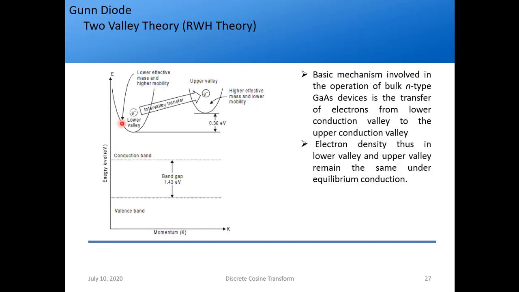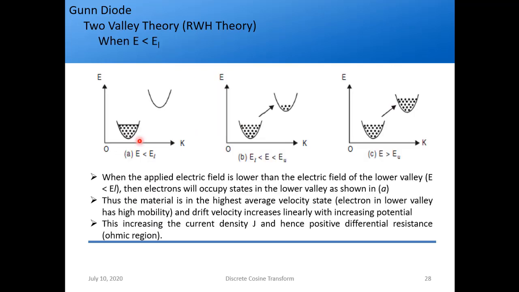So how these electrons get transferred from the lower valley to the upper valley, that is essentially the operation of the Gunn diode. So let's see that. When the applied electric field is less than the lower valley electric field, that is EL, then electrons will occupy states in the lower valley only. So when E is less than a certain value EL, electrons will occupy states in the lower valley only.